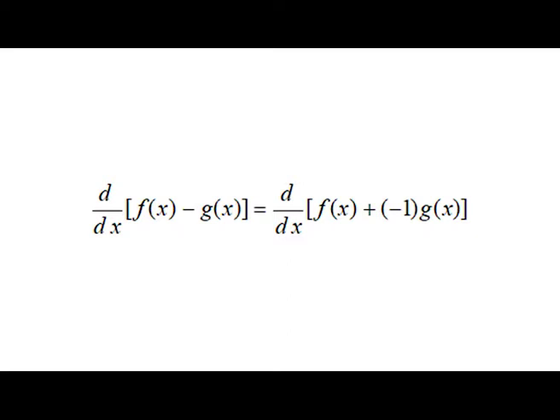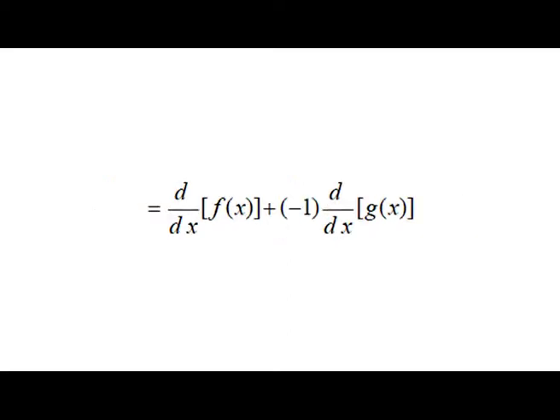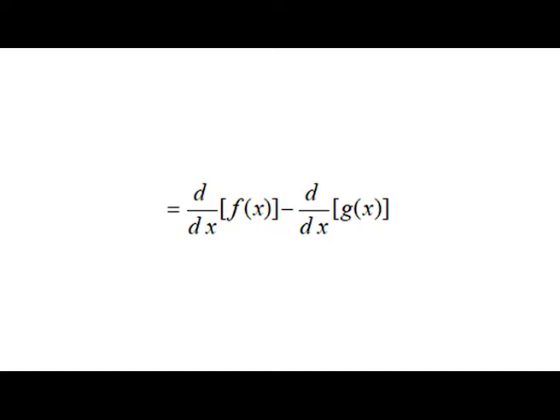d/dx of f(x) minus g(x) equals d/dx of f(x) plus negative 1 times g(x), which is equal to d/dx of f(x) plus negative 1 times d/dx of g(x), combining the sum rule with the constant multiple rule, which is equal to d/dx of f(x) minus d/dx of g(x).